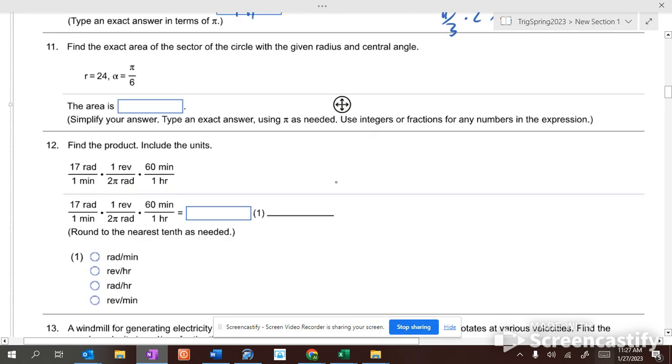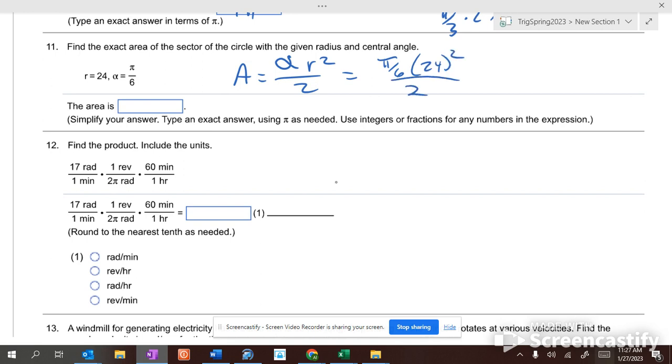Area of a sector equals the angle times r squared divided by 2. So pi over 6 times 24 squared divided by 2. So you square 24, which is a big number, like 576 or something like that. Divide that by 6, and then whatever that answer is, divided by 2. Okay? So in the end, you get like, what, 48 pi?